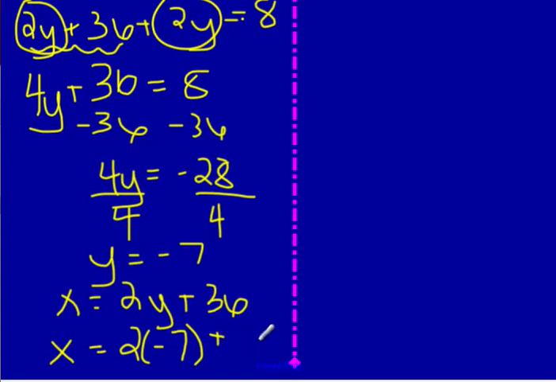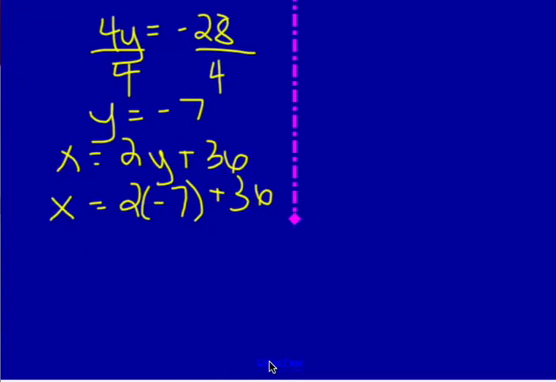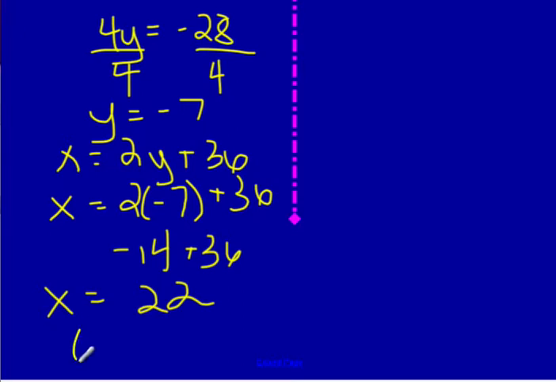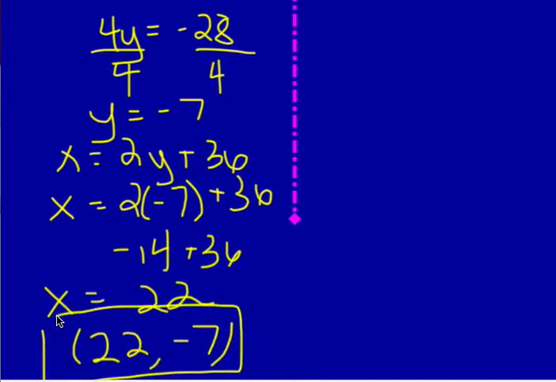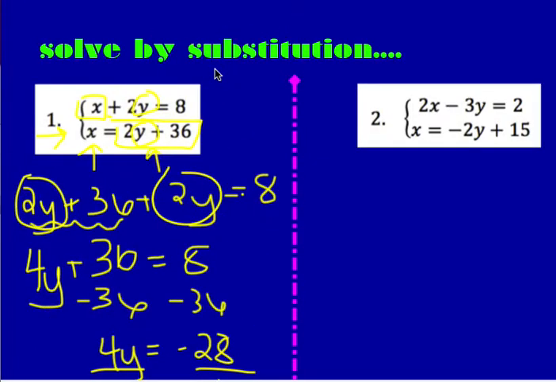So then I have 2 times negative 7 plus 36. So I get negative 14 plus 36. Add those two together, and I get that x is equal to 22. Now we want to write our answer as a coordinate point. First we write our x, then we write our y. So this right here is our final answer for number 1.